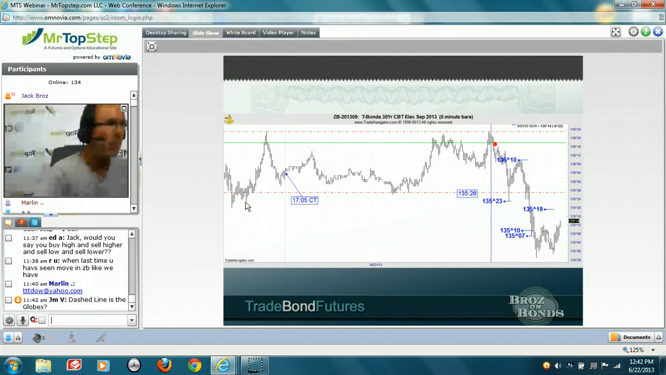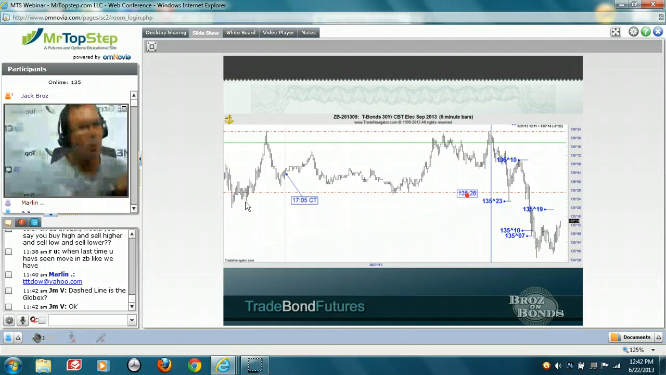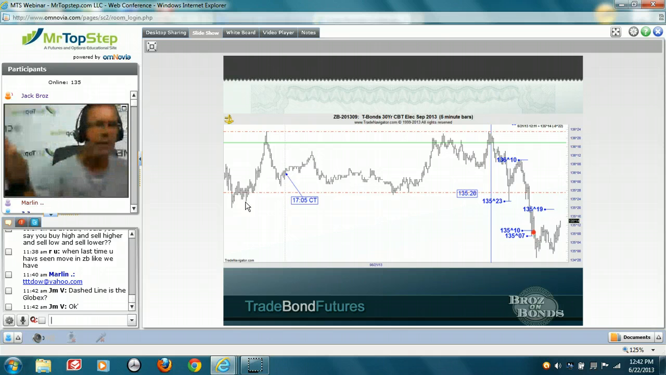So what you do is you take the overnight high, that's this dashed line here, and the overnight low, that's this dashed line here. The overnight low was 135.26. You go 16 ticks below that and you put a buy in. 135.26 minus 16 is 135.10, right here. You put a buy at 135.10 and you stick it in there.